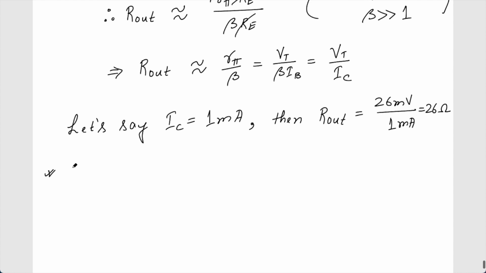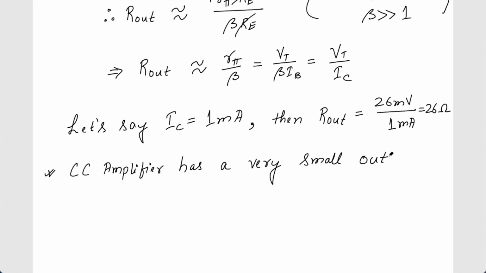So the common collector amplifier has a very small output impedance. This is a very important conclusion regarding the common collector amplifier, that compared to the common emitter, it has a much smaller output impedance. In case of the common emitter, we have seen that the output impedance is the same as the RC, the resistance that we used to connect at the collector to get the output. It will definitely be RC in kilo ohms, right?